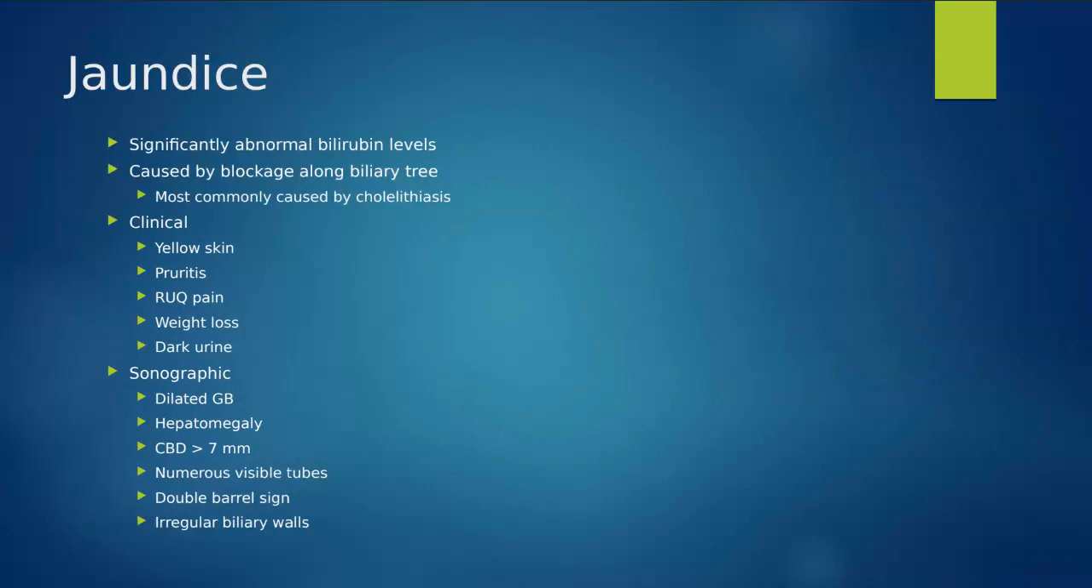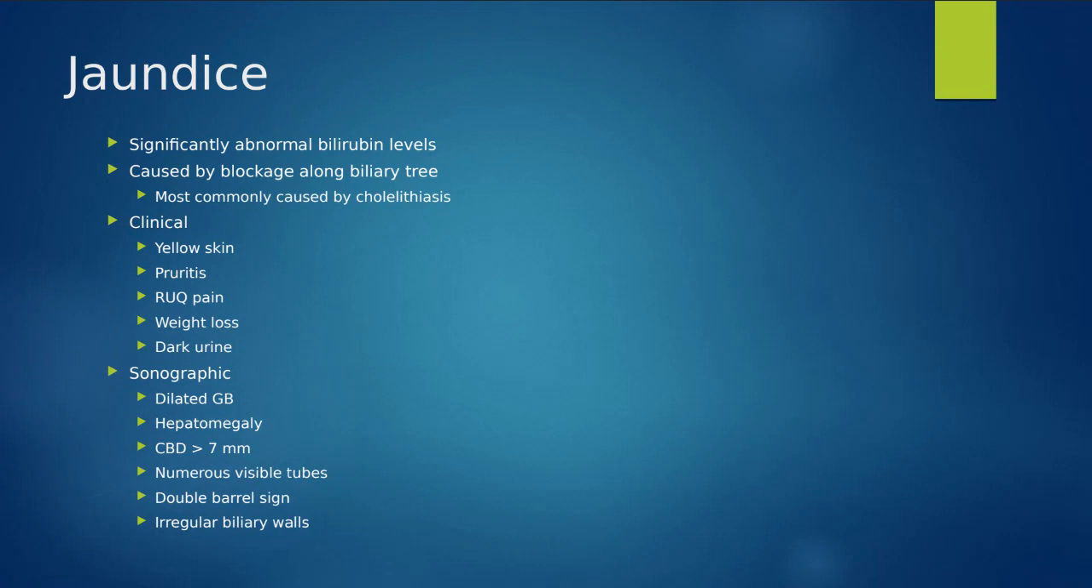So I want to talk about jaundice first, just a little bit. So this is something that usually is going to affect the liver because of something going on in the biliary tree. So jaundice is not specific to one type of organ or organ system. It really is something that can occur when this working relationship between the liver and the biliary tree are not working properly. So it's a significantly abnormal bilirubin level in a patient, typically caused by blockage somewhere along that biliary tree.